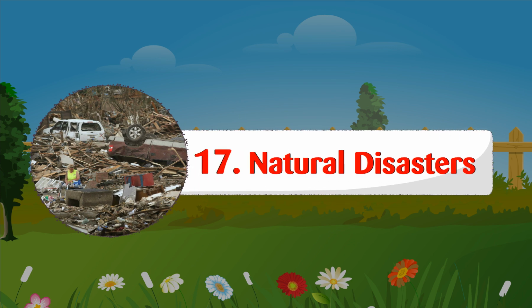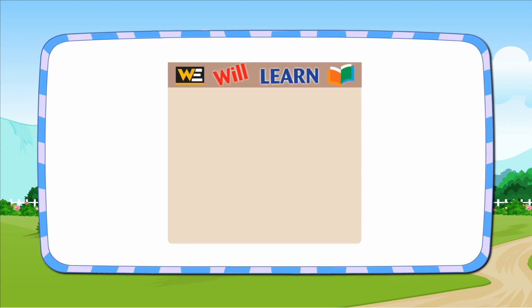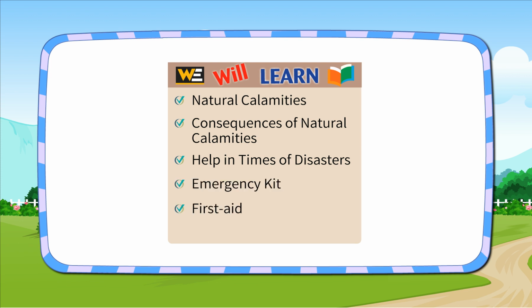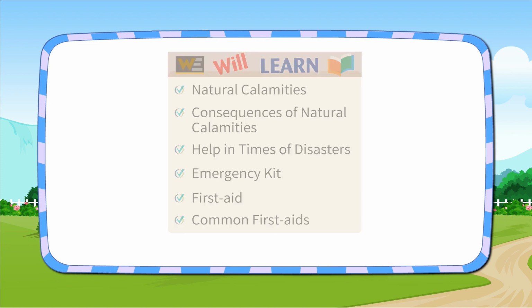Chapter 17: Natural Disasters. We will learn about natural calamities, consequences of natural calamities, help in times of disasters, emergency kit, first aid, and common first aids.